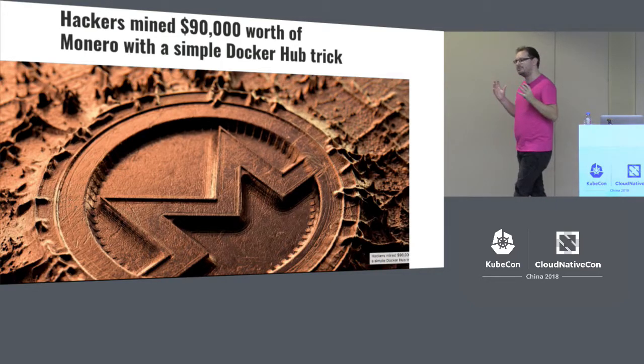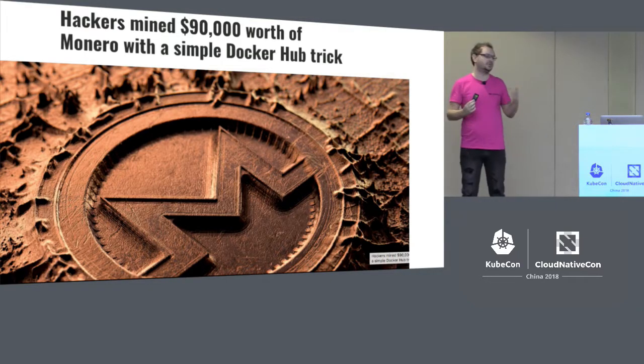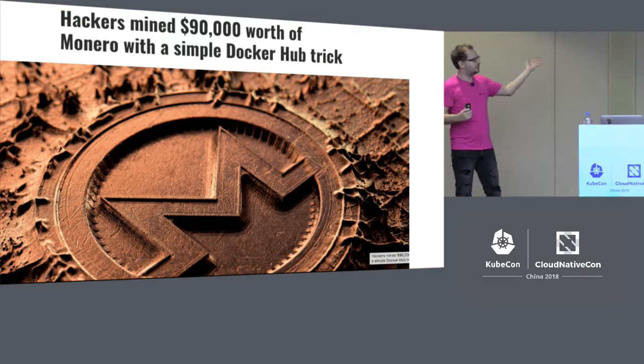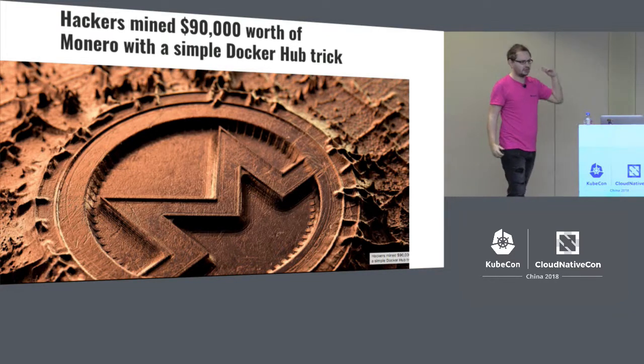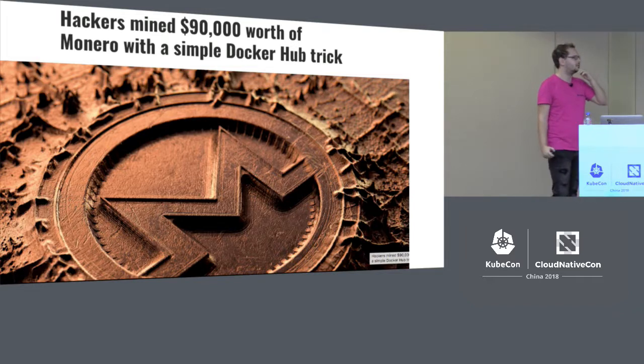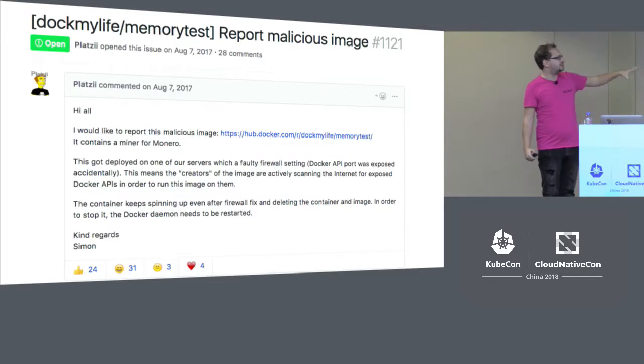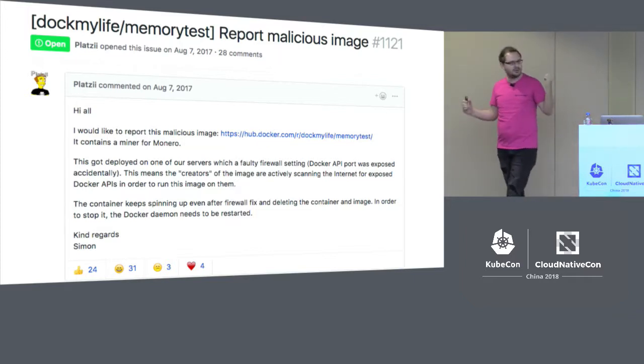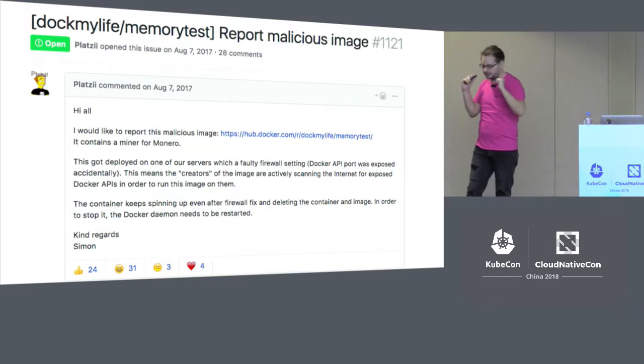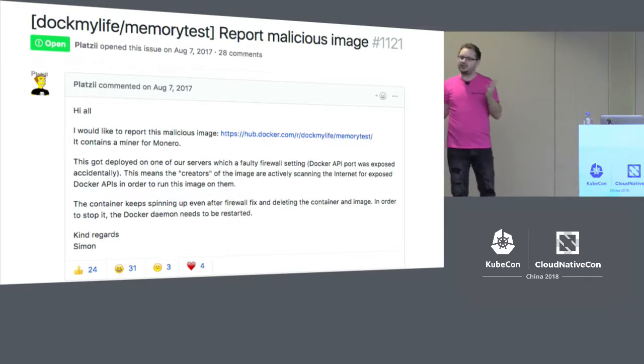But attacks can be a little bit more subtle than that. So this is an attack where people were using cryptocurrency mining as part of images inside of the Docker Hub. And this is one of the issues which got reported to Docker. It's slightly concerning that it's still open because there's not really that much Docker can do. But the case was, it was a legitimate image.